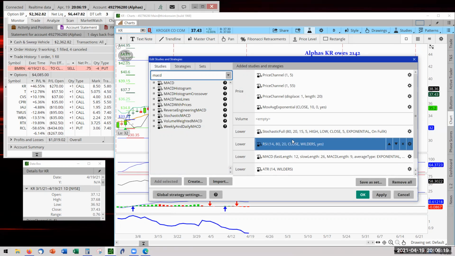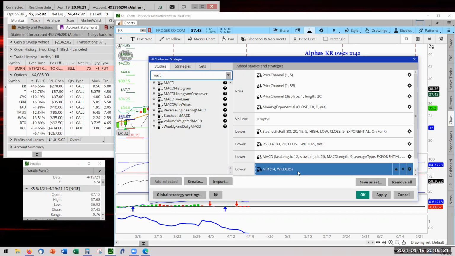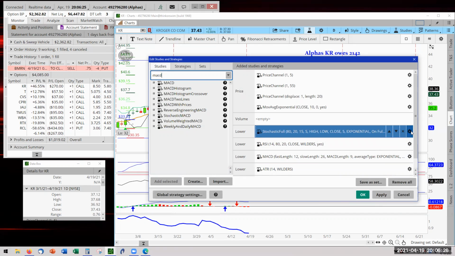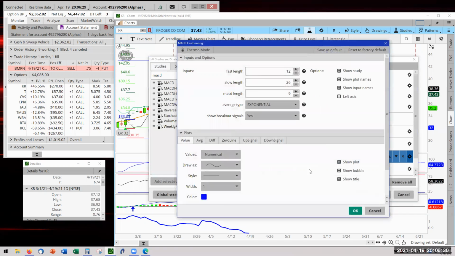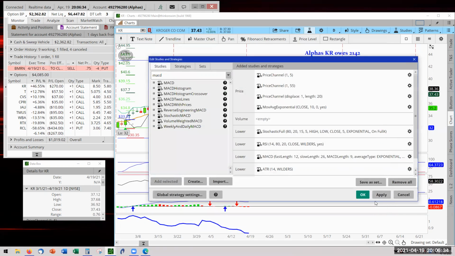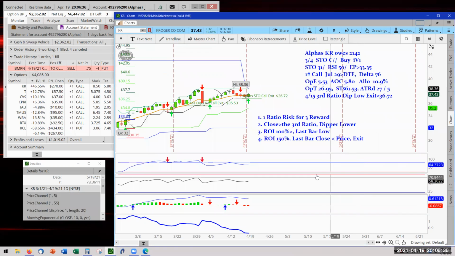Now you can see I like stochastics, RSI, MACD, and then the ATR. After you move it over here, you can hit the gear right there in the MACD and make those changes that I just showed you in the prior panel. Then you hit OK, and then apply it, OK, and there it is.